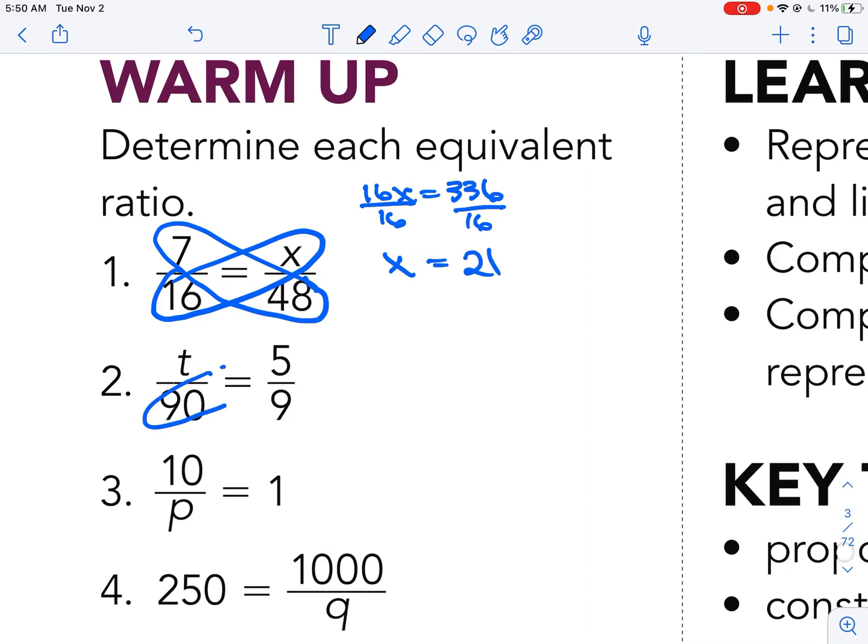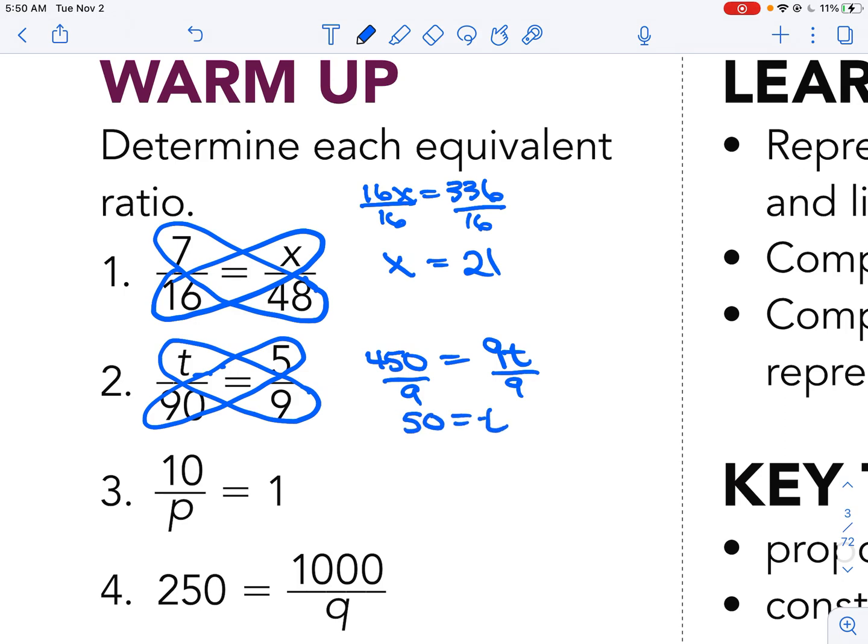Okay, so we try that again. I multiply these two together and I get 450. I multiply these two together and I get 9t. I divide both sides by 9 and I would get 50 is equal to t.